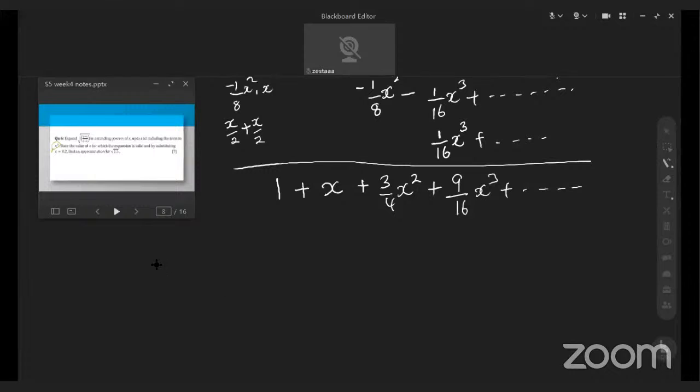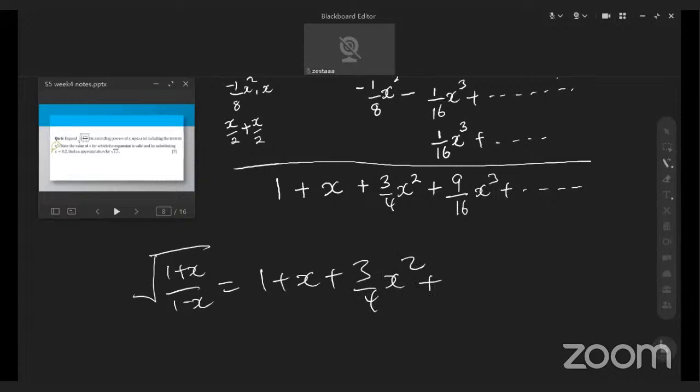So therefore, we can say the root of 1 plus x over 1 minus x is the same as 1 plus x plus 3 over 4 x squared plus 9 out of 16 x cubed, on and on.